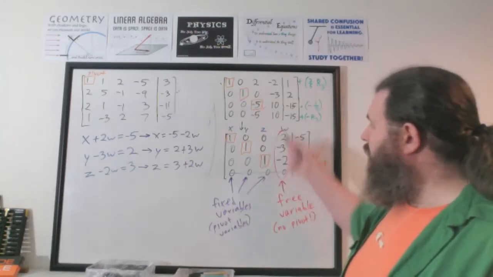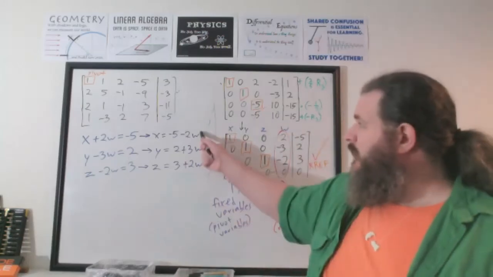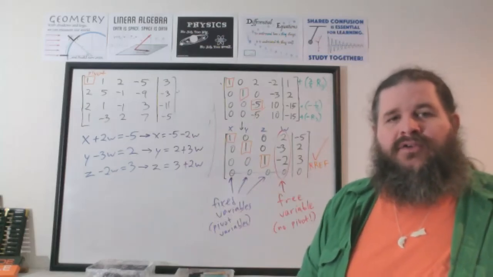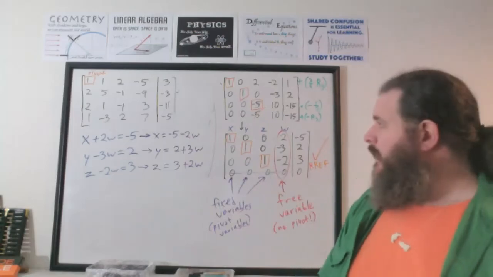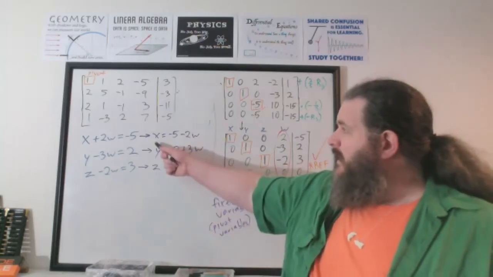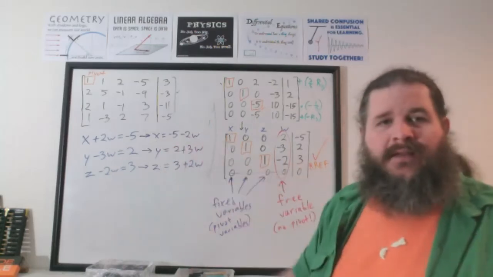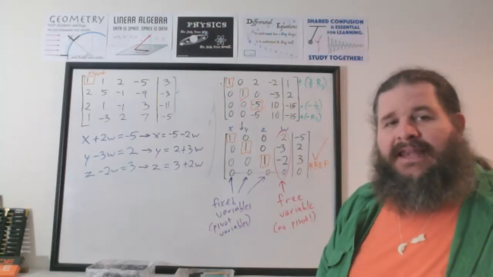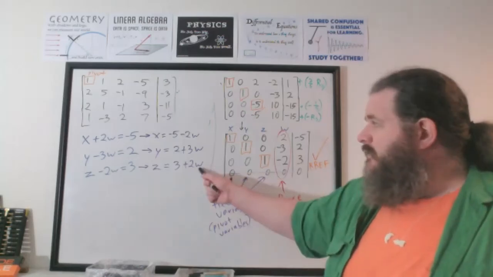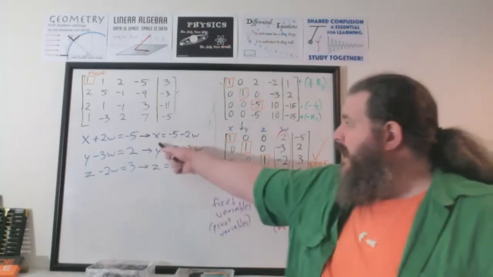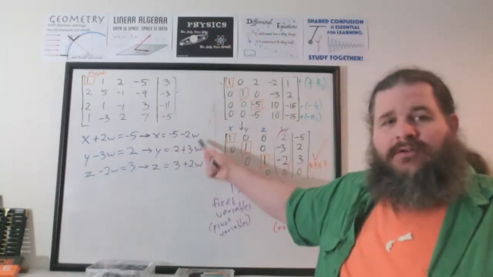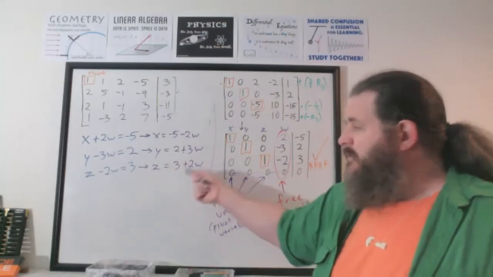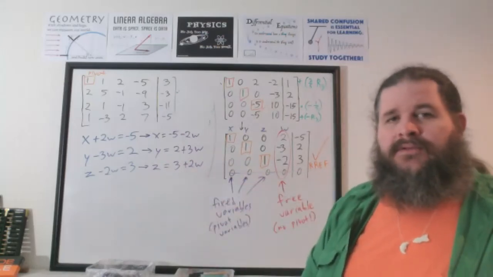The columns without pivots represent the variables that can show up in multiple equations. So we're going to be solving for the pivot variables in terms of the free variables. And that's what we've just done. We've discovered what x, y, and z have to equal in terms of w. And when we say free variable, we essentially mean free to be any value. You could choose any number you want for w and it will work, as long as x is -5 minus 2 times the value you chose, and y is 2 plus 3 times the value you chose, and z is 3 plus 2 times that value you chose. But w could be anything.